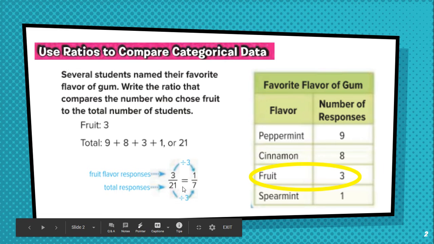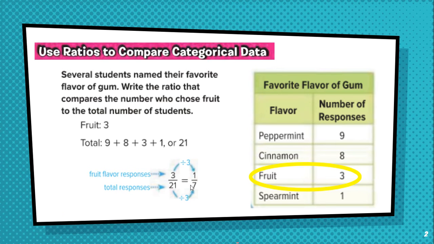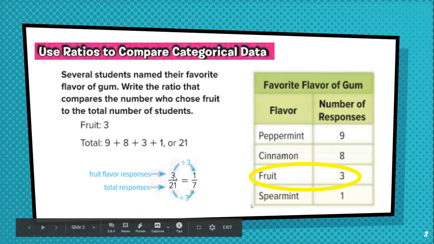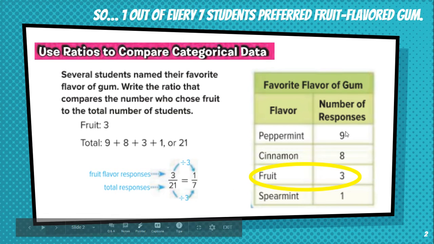I know that if I'm putting a fraction in the simplest form, I want to try to figure out if there's any factors that the two have in common. So I know that 3 goes into 3 and 21. So 3 divided by 3 is 1. 21 divided by 3 is 7, which means that my simplified fraction is 1/7. And then how would you read this? You're going to say, so 1 out of every 7 students preferred fruit-flavored gum.